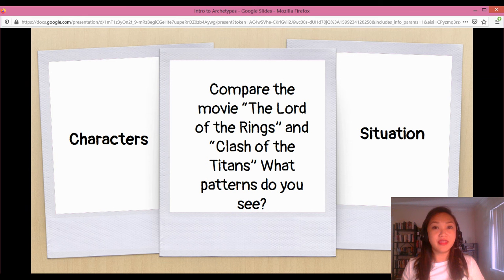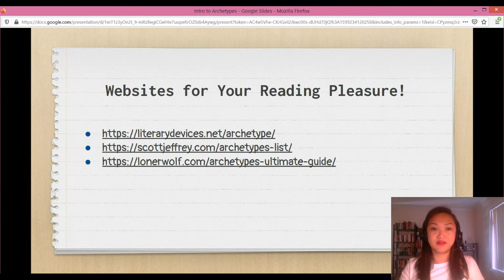So now that you have an idea of what character archetypes and situational archetypes are, I want you to compare the movie The Lord of the Rings and Clash of the Titans. And if you haven't seen the movie, you definitely should. Just watch the movie or review the movie and think of some patterns you see in the characters and in the situation itself. What are some patterns or trends? And this will help you to understand what archetypes are.